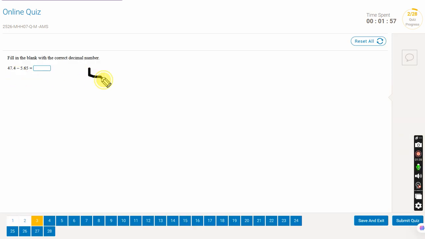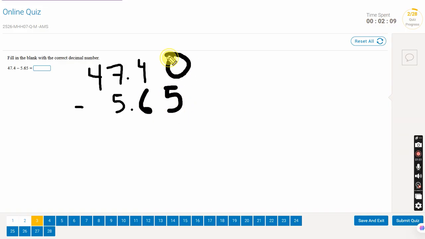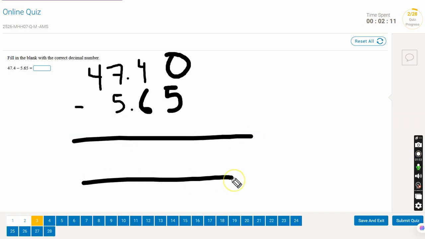Now this here is subtraction, 47.4 subtract 5.65. Okay, the marker just got a bit thicker, don't worry about it. Now when you're subtracting this, what are you getting? So you can always simplify it, right? So what will you do?